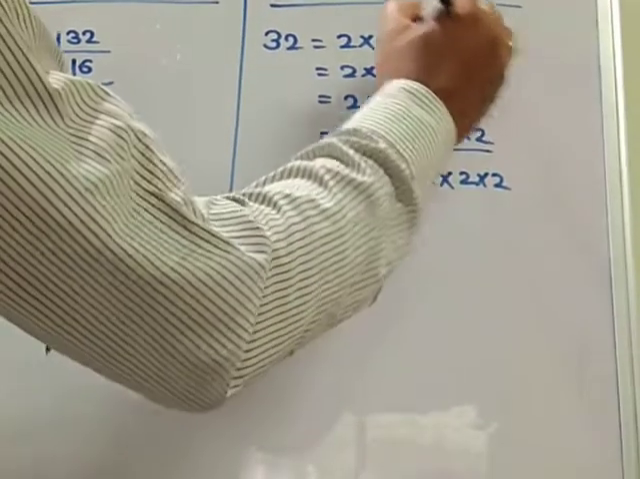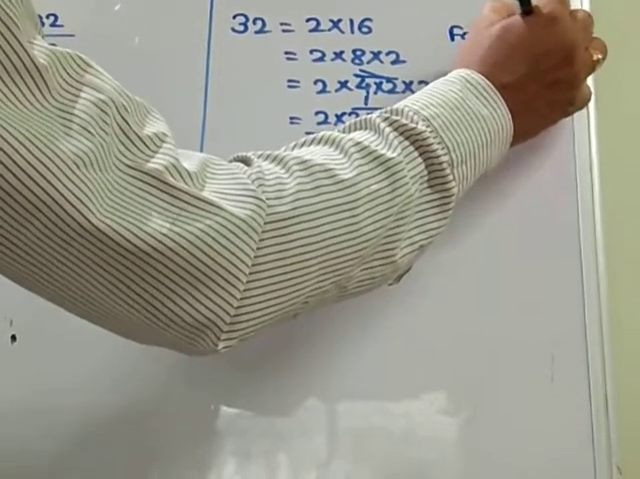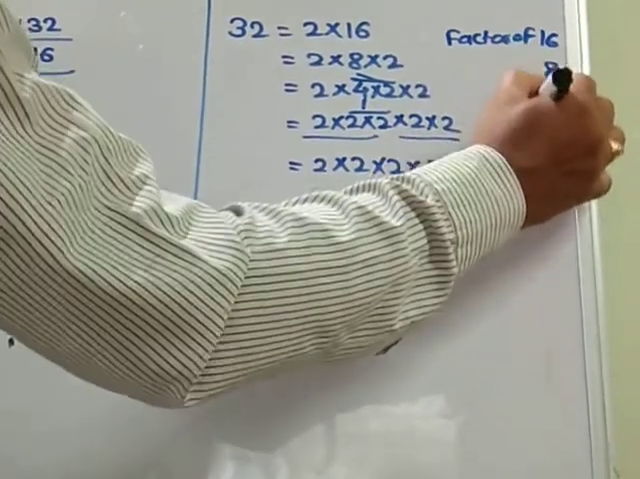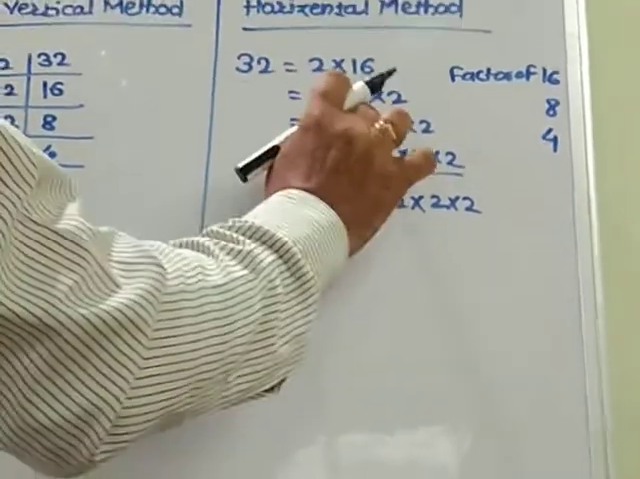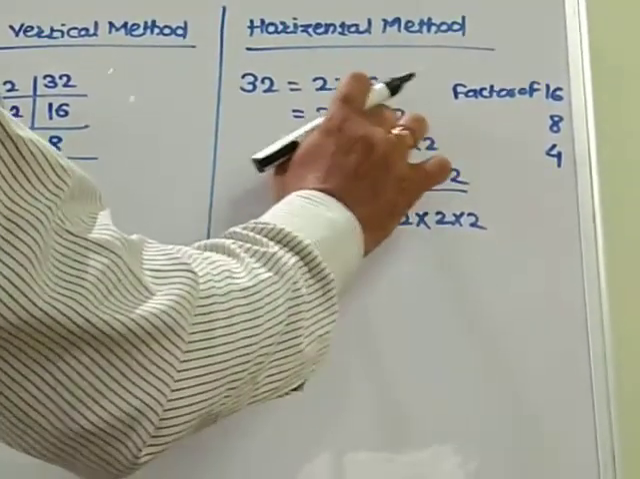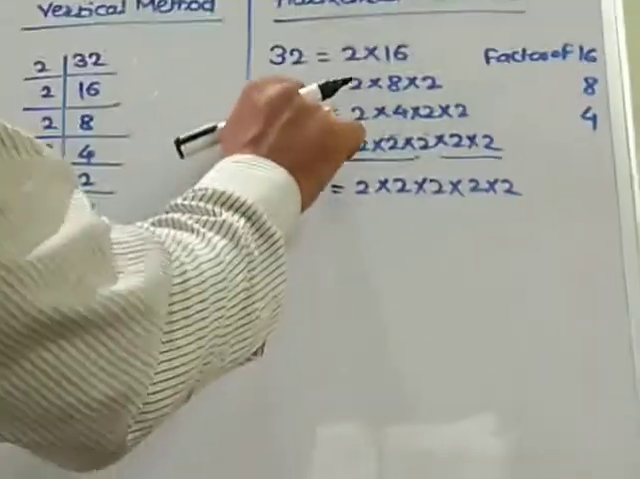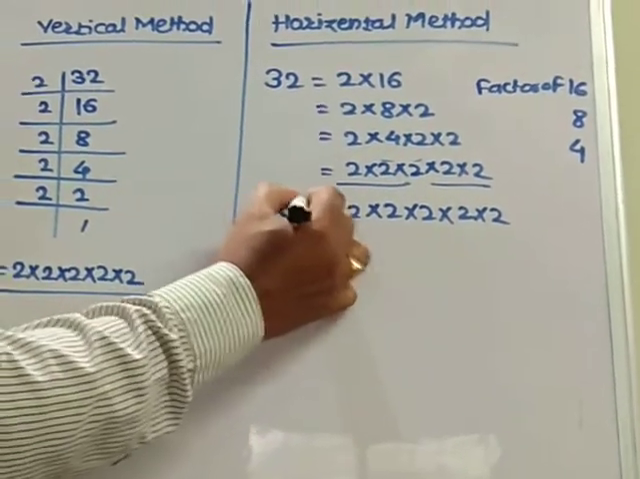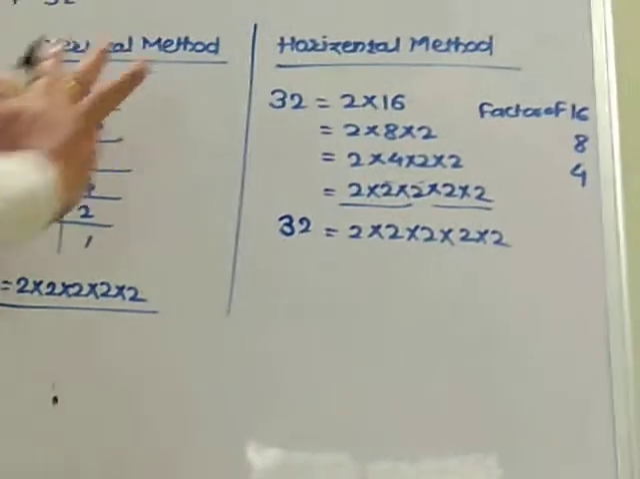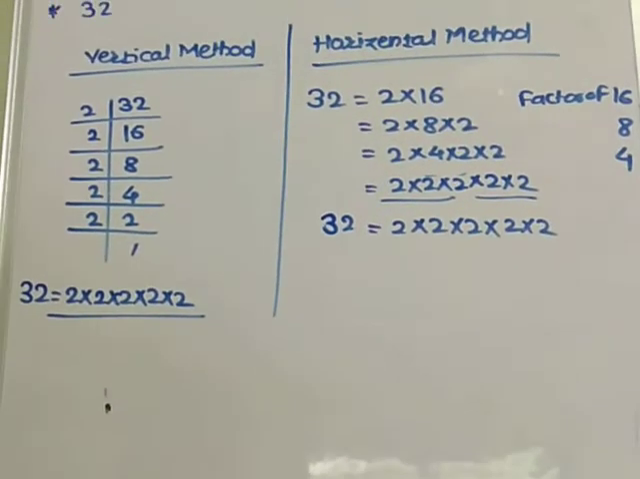Here we make factors of 16, factors of 8, factors of 4, and the final. That means 32 is equal to 2 to the power 5. This is the prime factor method: one is the vertical method and the other is the horizontal method.